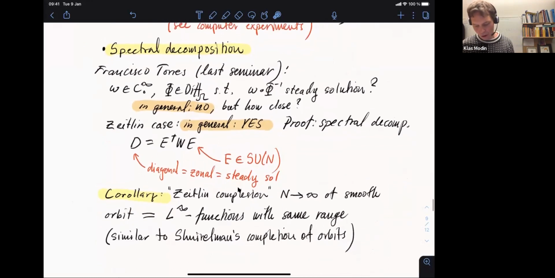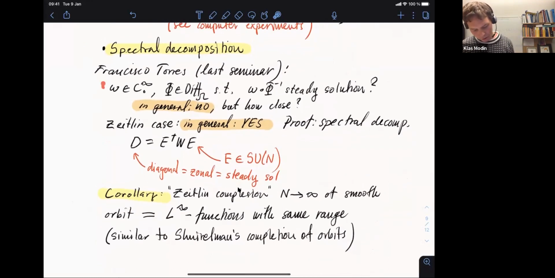So someone gives you a vorticity function, right? And then you ask the question, is there a volume preserving diffeo that transports this vorticity to something which is the steady solution to the Euler equations? Okay, and in general, the answer is no, if you work in the smooth category of functions and diffeos. And then the question is, but how close can you do it?